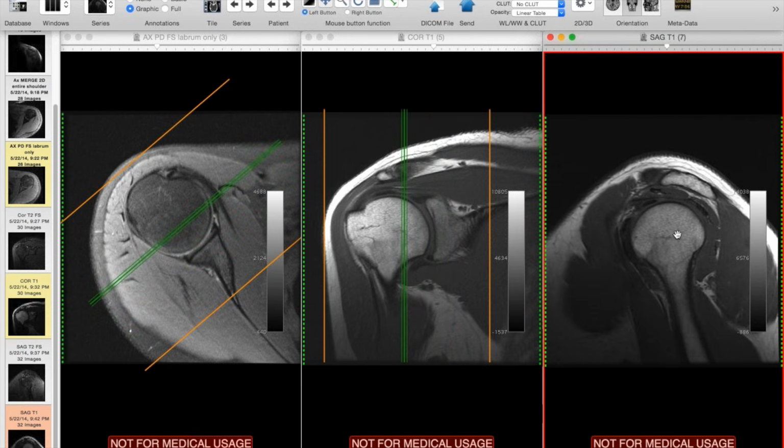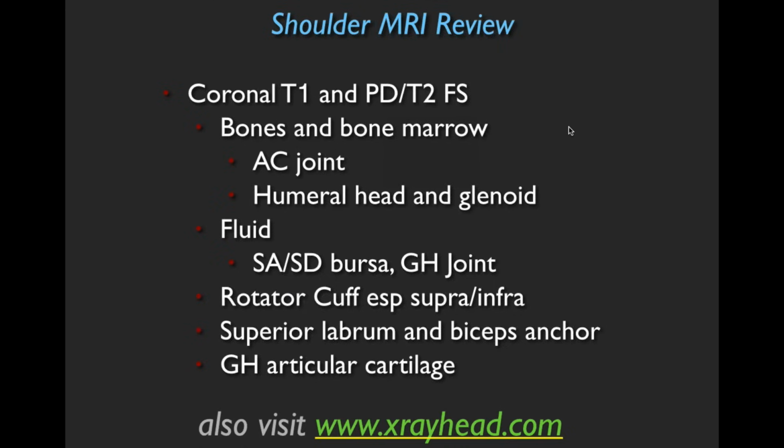When I look at the coronal images, I focus on several different things and try to get as much information as I can before moving on to the other planes. It's an analysis of the bones and the bone marrow, the acromioclavicular joint, the glenohumeral joint, humeral head, and glenoid. You also want to look for fluid in the subacromial subdeltoid bursa or in the glenohumeral joint to see if there's an effusion. And then we focus our attention on the supraspinatus and infraspinatus portions of the cuff, as well as a little bit on the other cuff tendons.